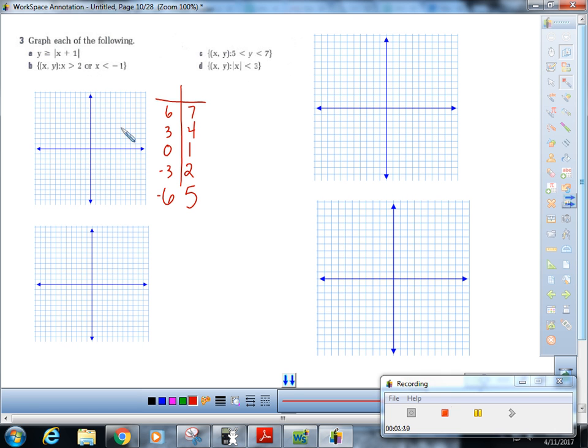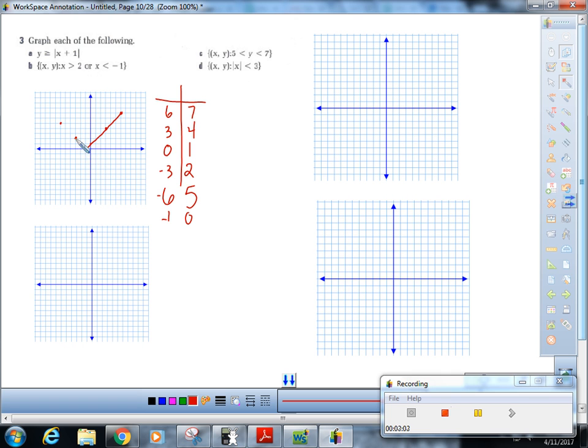6, 7, 3, 4, 0, 1, so I can see that pattern. Sorry, 0, 1. Okay, and then -3, 2, -6, 5. So I've got to see where it hits the axis. I think it's going to be at -1. -1 indeed gives me 0.